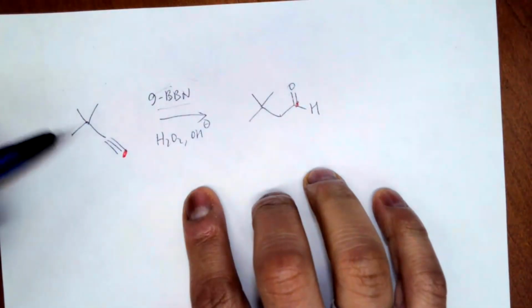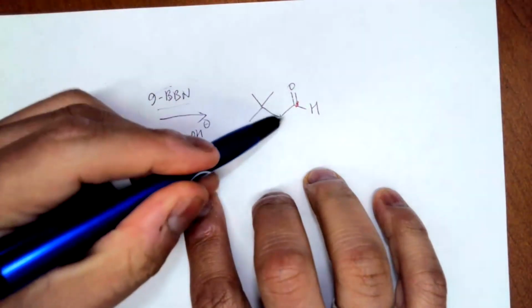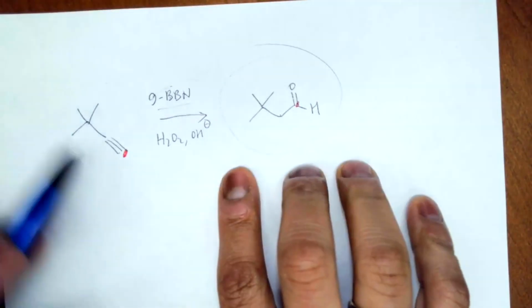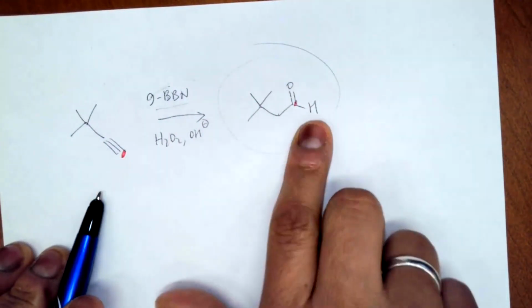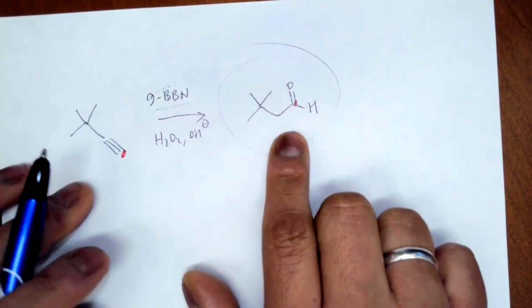And that's my carbon, right? 1, 2, 3, 4 aldehydes. You can always check and count the number of carbons from the reactant and the product.